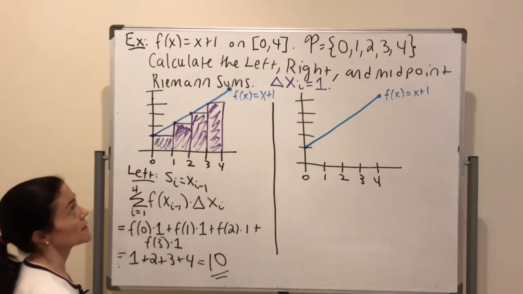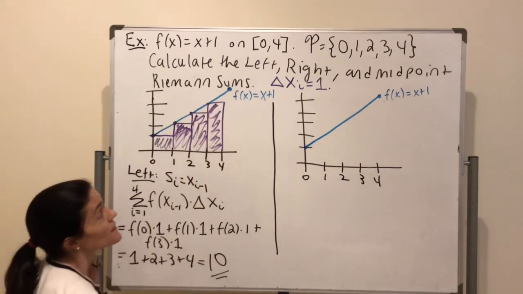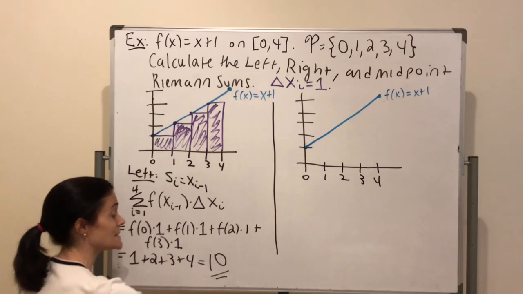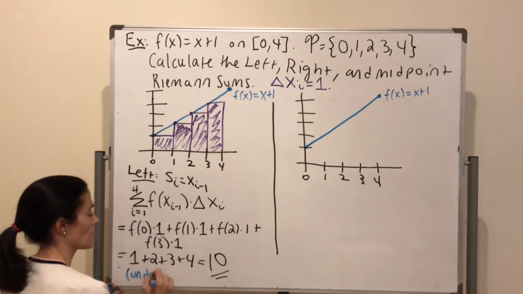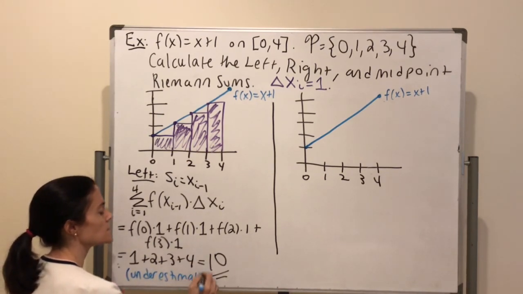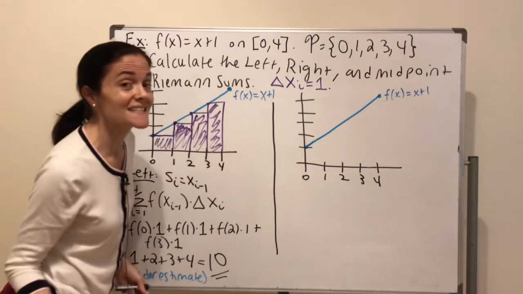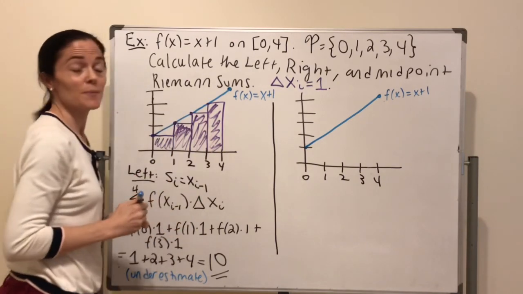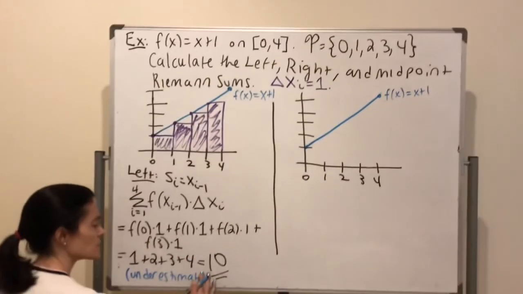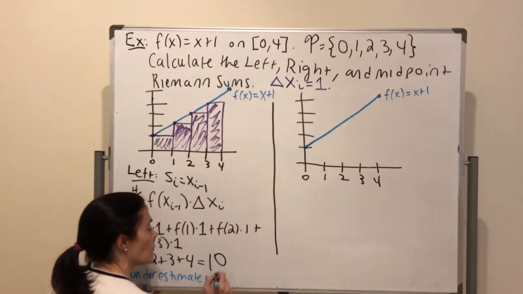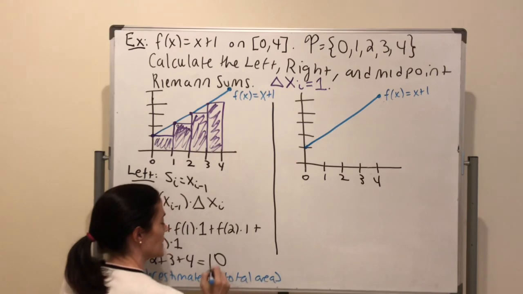Now you notice here, if you're thinking about the area underneath this curve or this line segment, this is really an underestimate of the area, because you see there's white space. Okay, so it's an approximation of this area underneath the line segment, but it is an underestimate of the total area. And this was our answer.